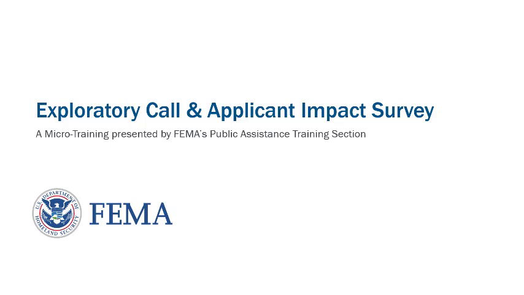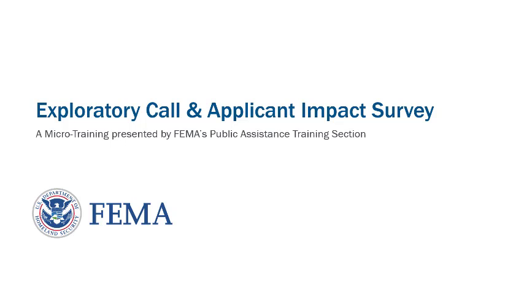Exploratory calls for disasters declared on or after September 7, 2020 now follow a new process that includes either obtaining or validating applicant responses to an Applicant Impact Survey. For disasters declared prior to September 7, 2020, the exploratory call process and objectives are still similar, except that you will ask the more traditional set of questions instead of completing the Applicant Impact Survey during the call.